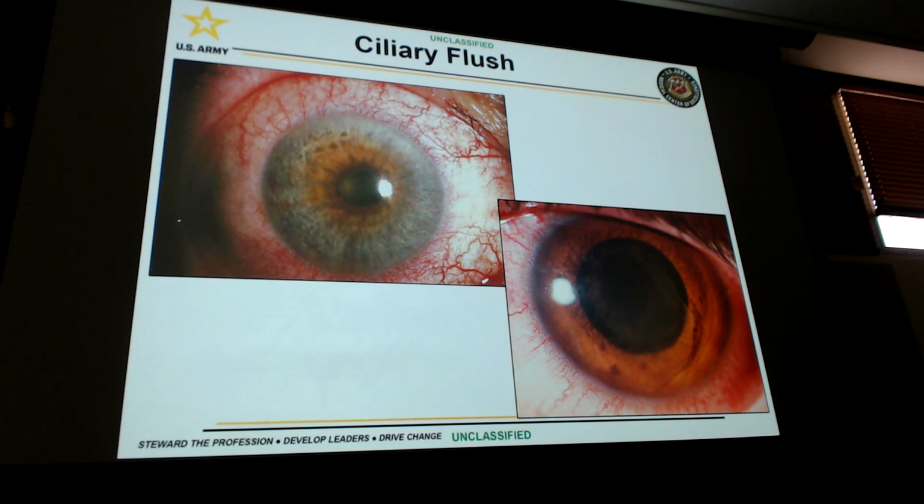Okay, so the ciliary flush or circumlimbal injection is also one of the signs that we'll see. So this eye is pretty red all over. This isn't a great picture, but this one is pretty white down here, except for the area right around the cornea. That's the limbus, and that limbal area is injected. That's really indicative that there's a uveitis going on with this patient.